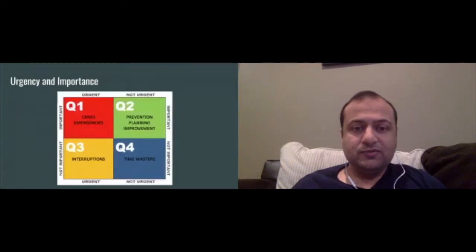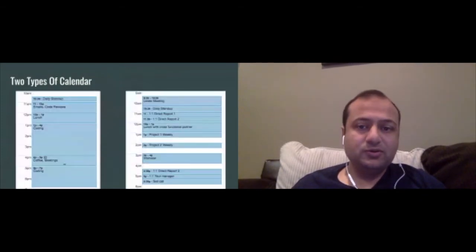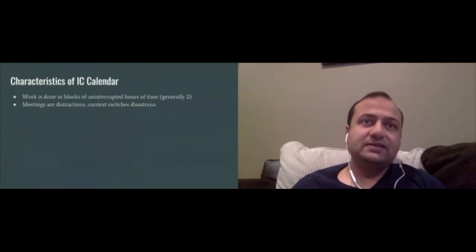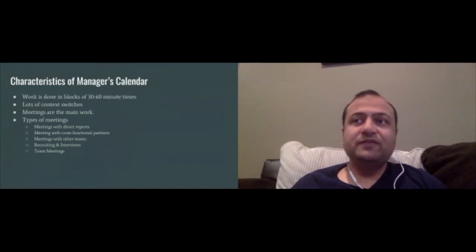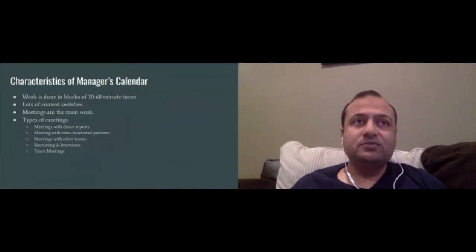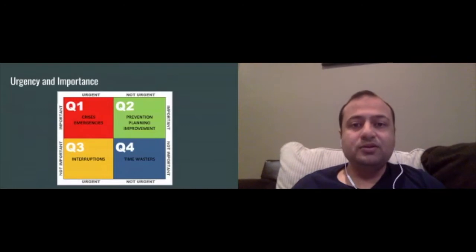Cool. So before I go into the next topic, we basically looked at what two different types of calendars look like, what are the characteristics of an IC calendar, what are the characteristics of a manager's calendar. Now, this was a section where things are very different between an IC and a manager. The next slide is about time management, which is generally applicable to both an IC as well as a manager.